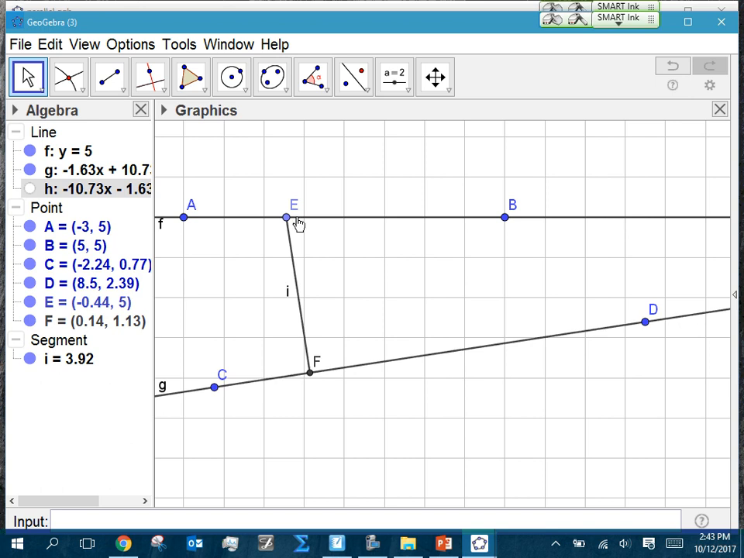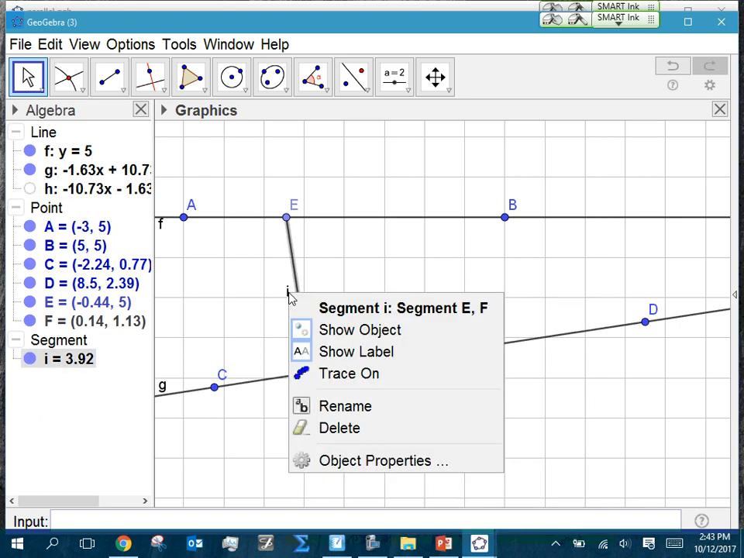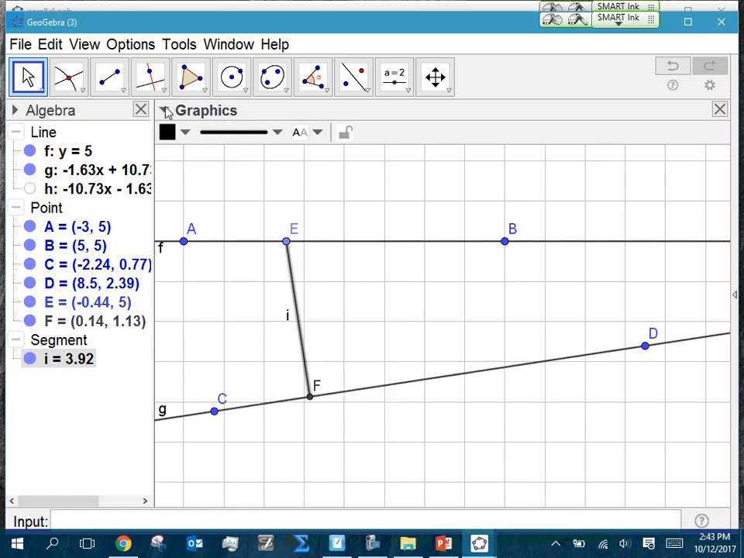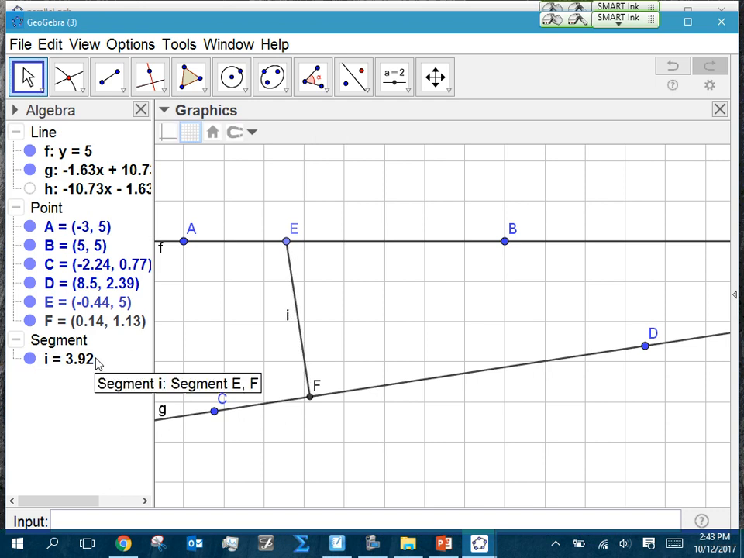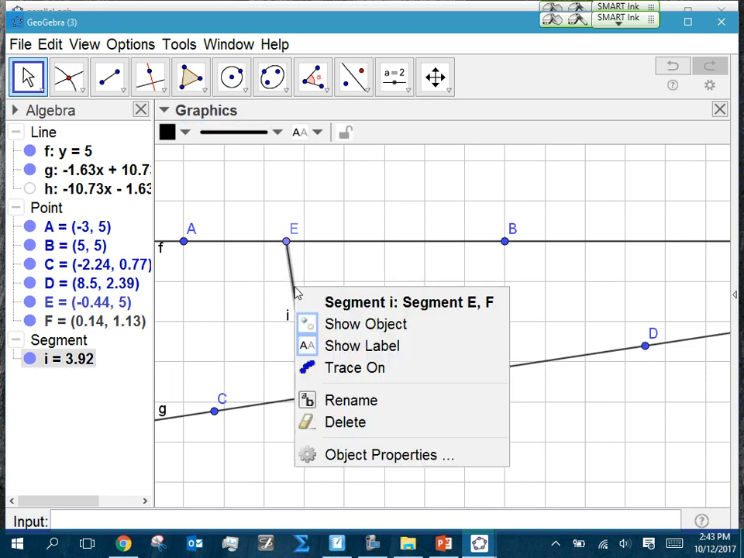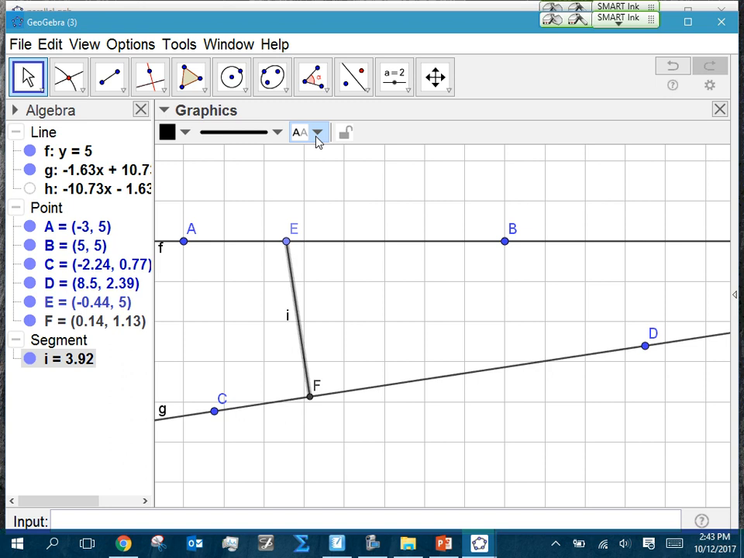But as I move, okay, so it's 3.92. Okay, if I'm standing at point E and I want to walk to this line right there, okay, it's going to be 3.92 as a distance. Okay, but as I move E, what do you notice happens to that number of 3.92?